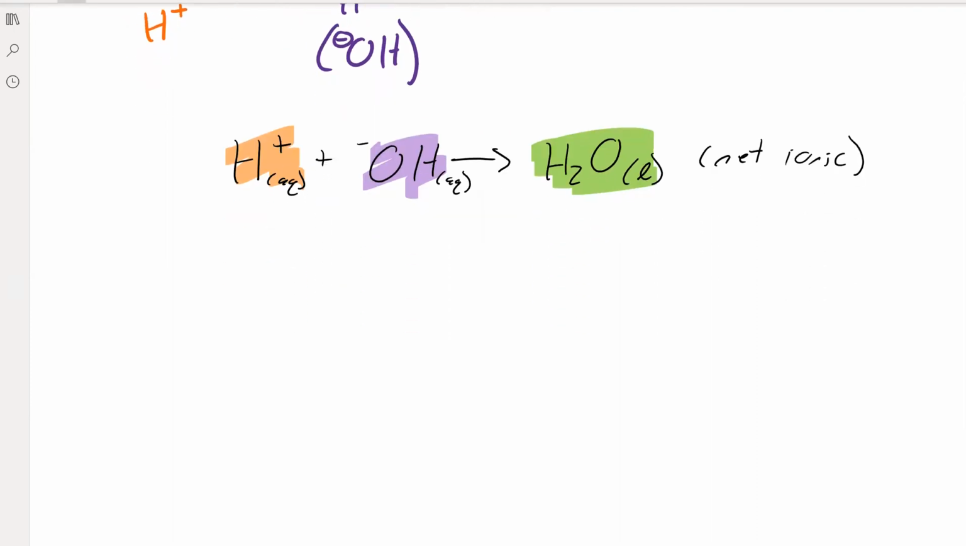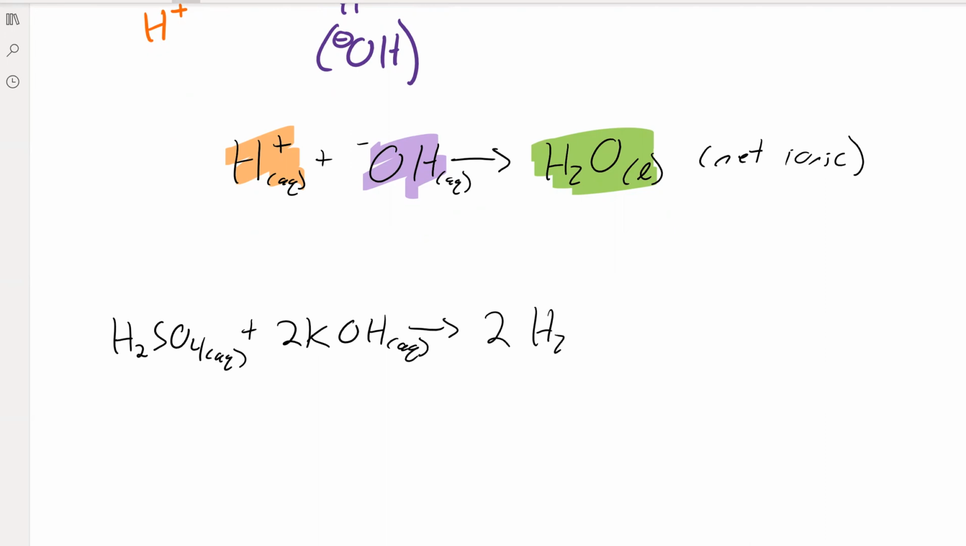So an example of this is H2SO4 plus KOH, two of them, to give two H2O as a liquid plus K2SO4 as an aqueous solution.